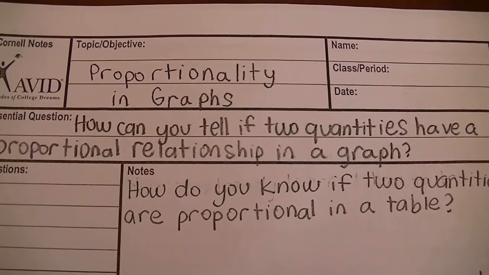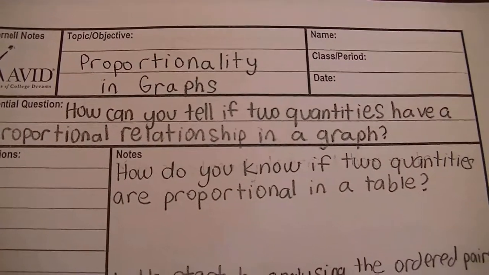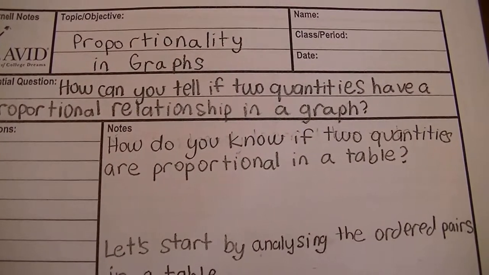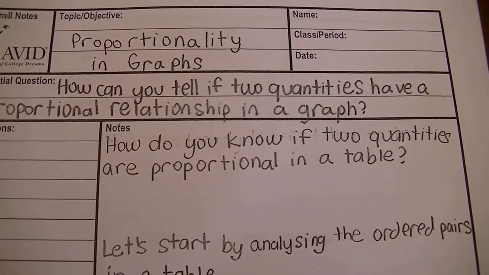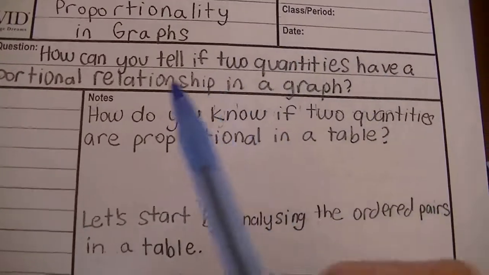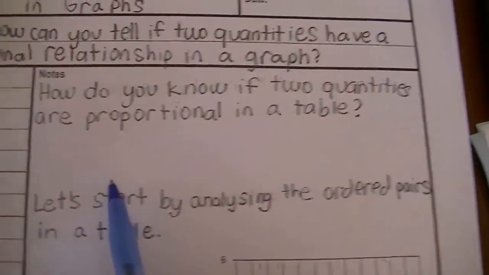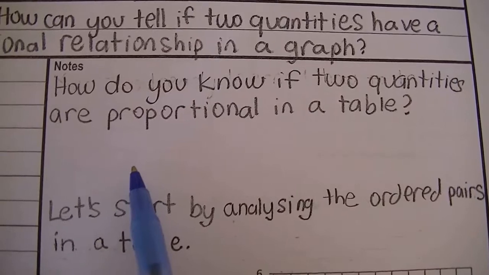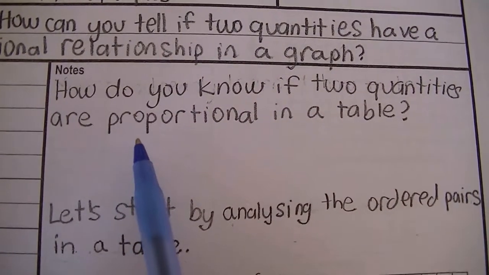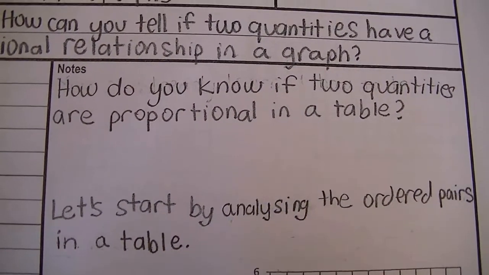This video is about proportionality in graphs. The essential question is, how can you tell if two quantities have a proportional relationship in a graph? So let's backtrack just a little bit. We've already talked about proportionality in tables, so how do you know if two quantities are proportional in a table?